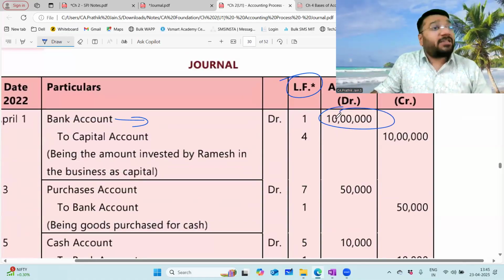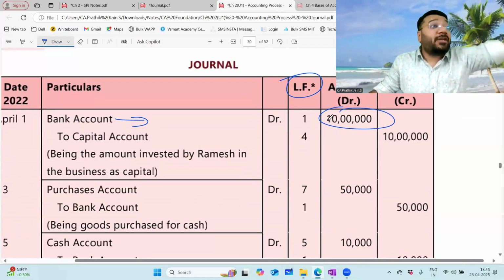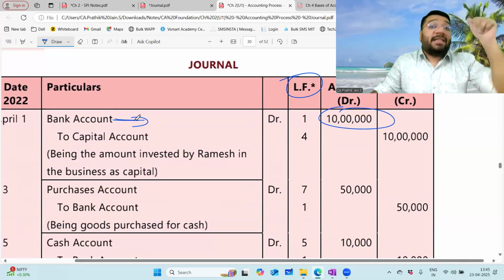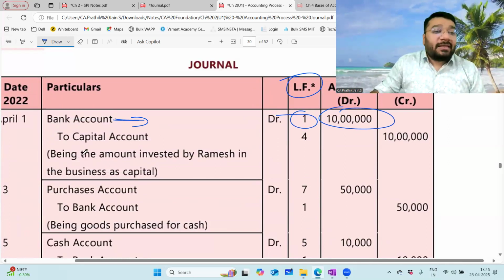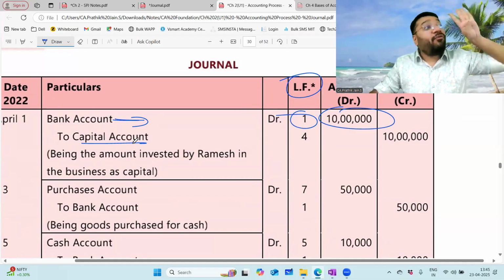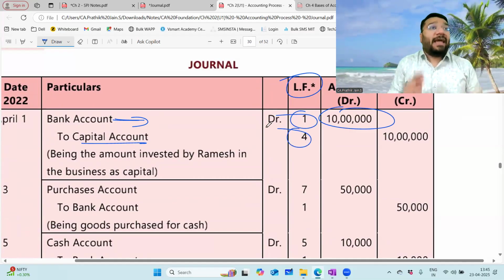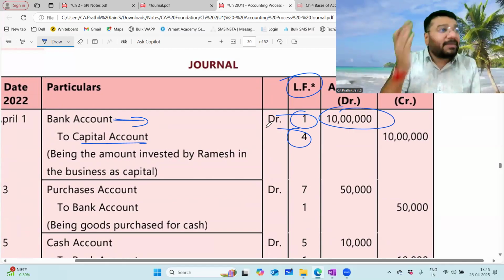This 1 lakh is recorded in a ledger. So which ledger have you recorded it in? For bank, we have 5 ledgers, and in the first ledger we have recorded. For capital account, we have 4 ledger books, and in the 4th book we have recorded. Like that, they have given dummy values only to make us understand.